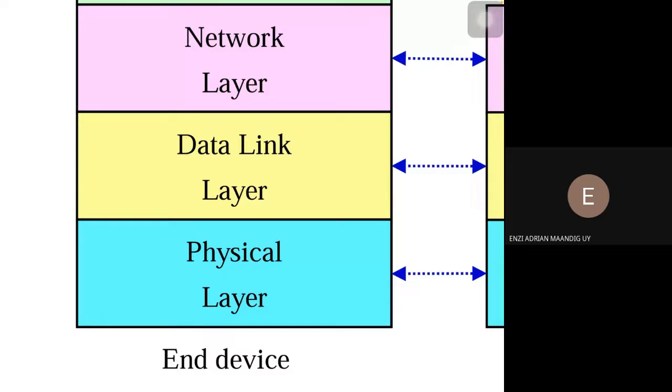Have you heard of the term switch before? Not the mechanical switch or electrical switch.